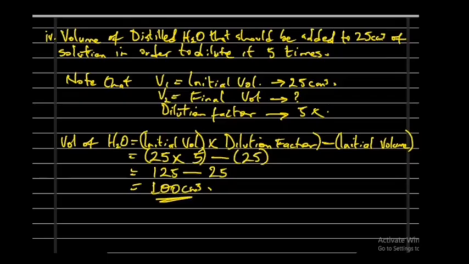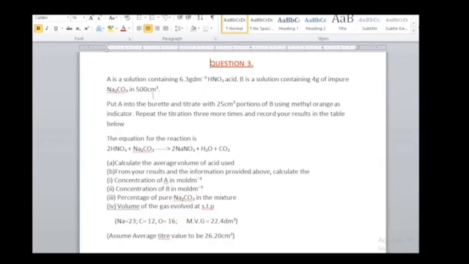And then we move to question 3. Question 3 says A is a solution containing 6.3 grams per dm cube HNO3 acid. B is a solution containing 4 grams of impure sodium trioxocarbonate in 500 centimeter cube. We carry out the titration using 25 centimeter cube of B and methyl orange as an indicator, following the same equation for the reaction that we have been using from the past. So we have all of this as the question to answer.